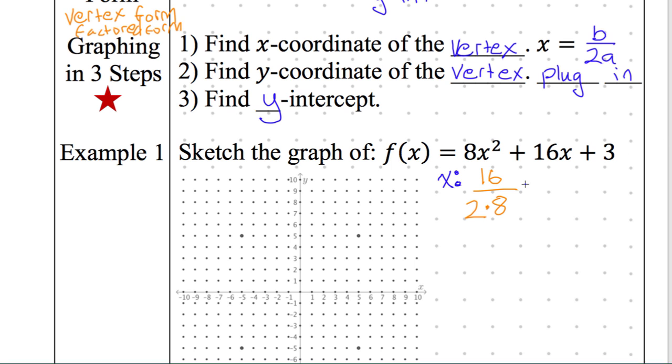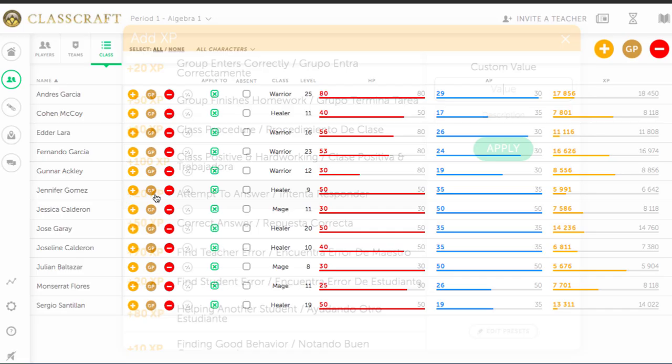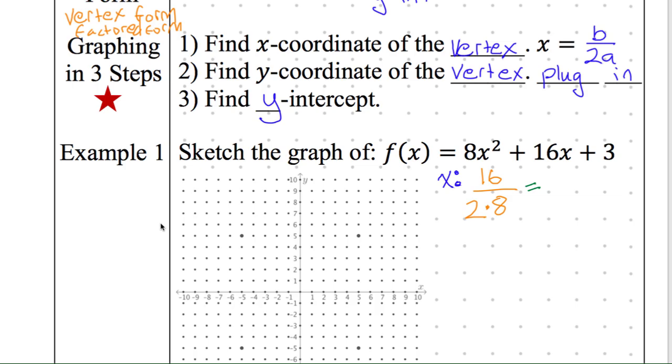All right, I need someone else to simplify Monse's setup. I need to simplify 16 divided by 2 times 8. Monse, can I have your card too, please? Can someone help simplify this fraction now? Fernando? 1. There it is. We just did this. Thank you, Monse. Slow and steady. The x-coordinate of the vertex is 1.